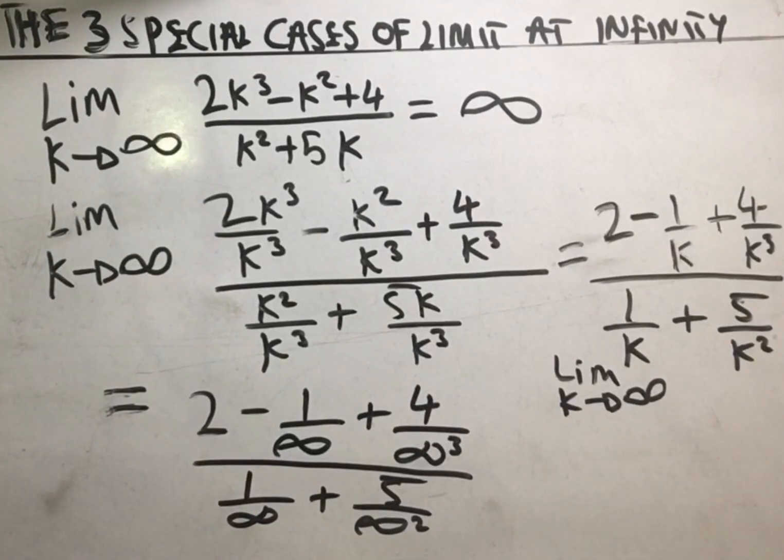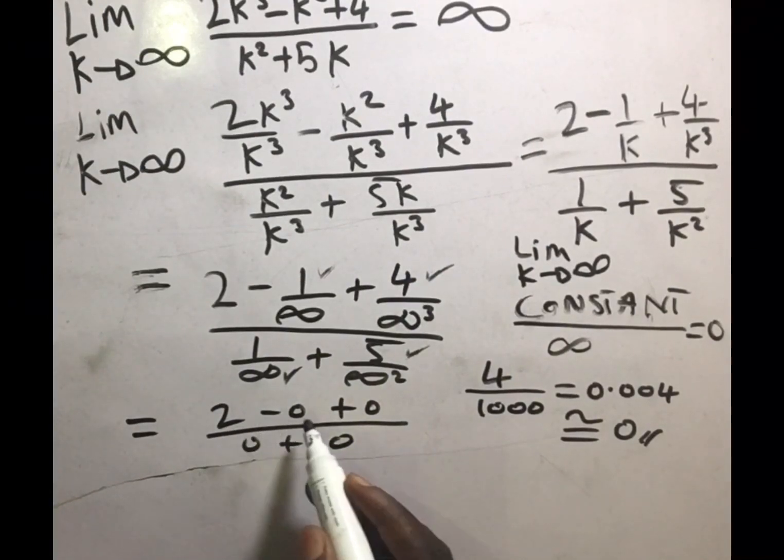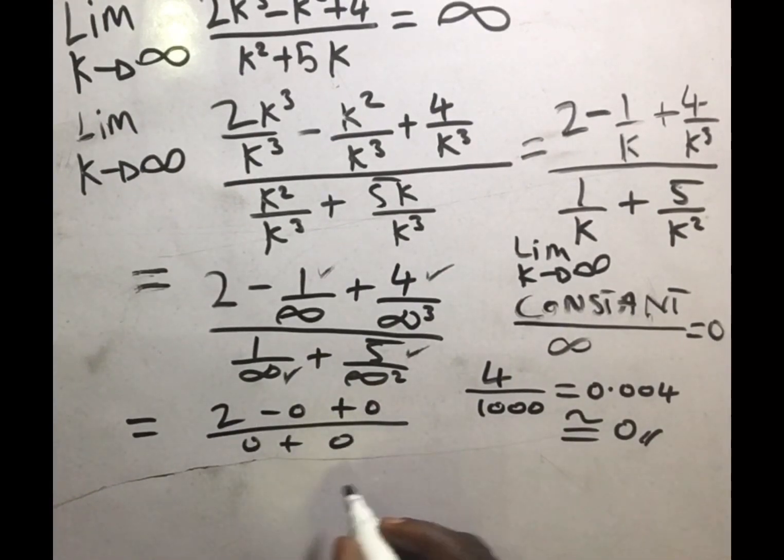But before then, remember that a constant over infinity is only going to give you 0, because infinity here could be 1,000. Let's take infinity to be 1,000, because infinity is not necessarily something you don't know. It could be something you know, but it's a very, very big number. Let's say 1,000. So 4 over 1,000 will definitely give us 0.004, which is approximately 0. So a constant over infinity is always going to give you 0. Just remember that.